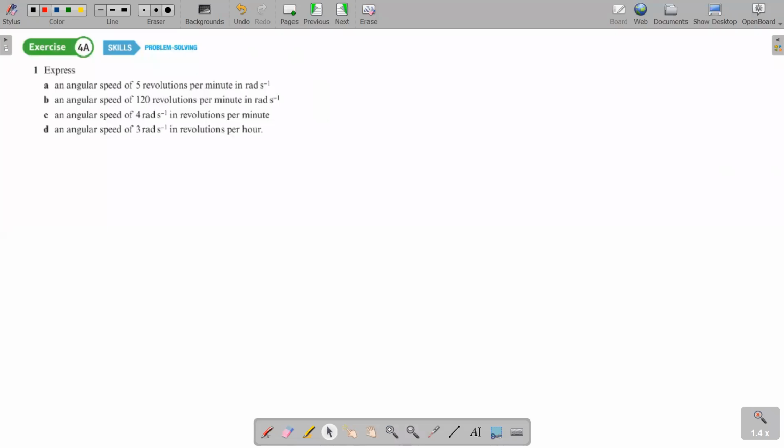So we'll move on to exercise 4a, question number 1. They say express an angular speed of 5 revolutions per minute in radians per second. So you have to express revolutions per minute in radians per second. How do we do this?